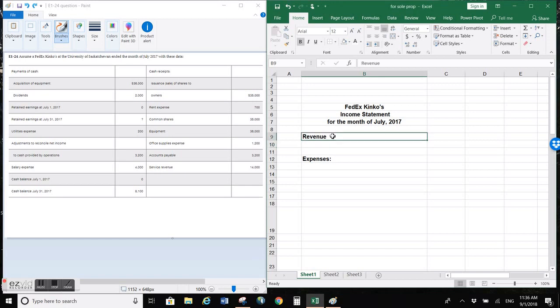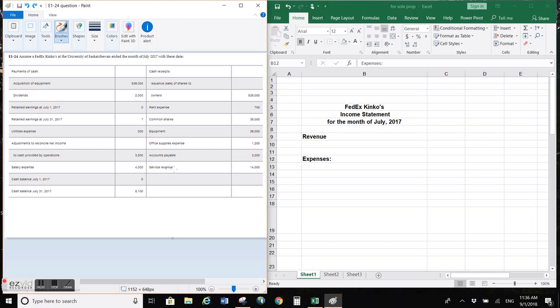So revenues are the value of goods or services you provided to your customer, and expenses are the things that you've used up while serving your customers. So in this case, we're a courier company, so it's a service. So what services have we provided and charged to our customers? So I'm going to look for that number in the question.